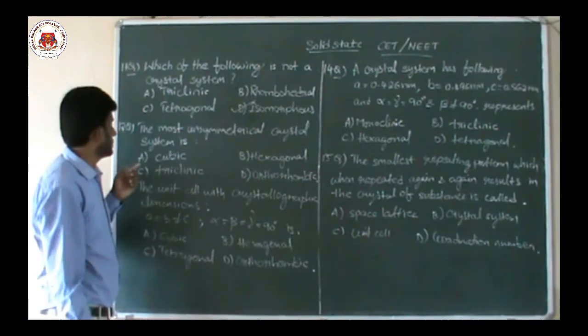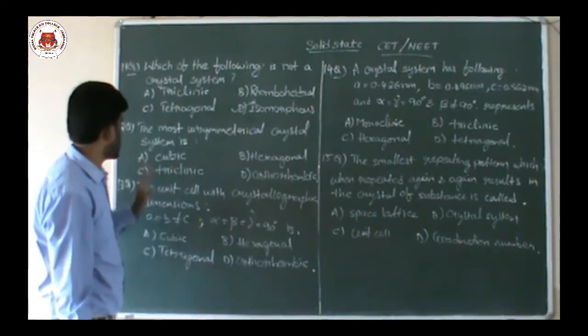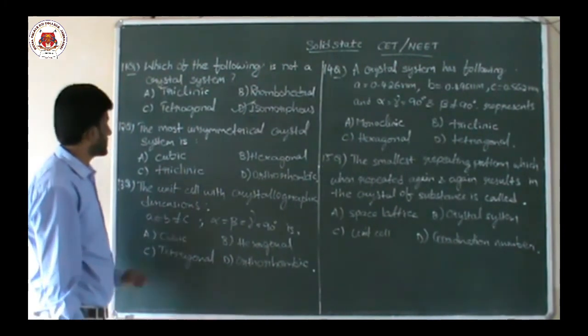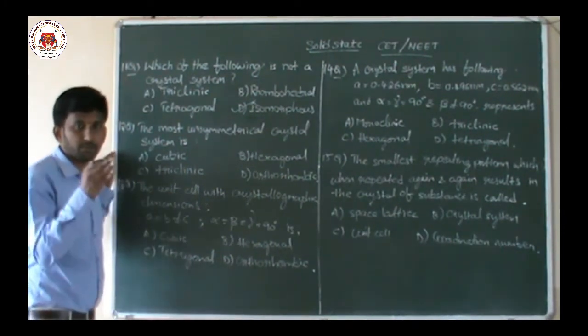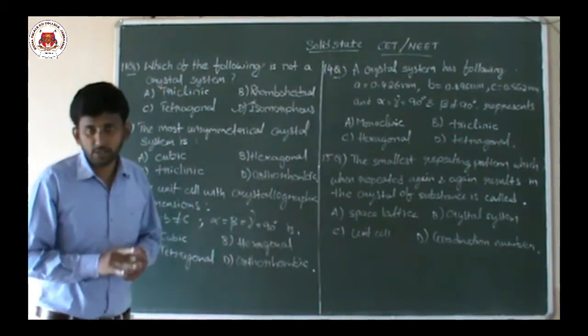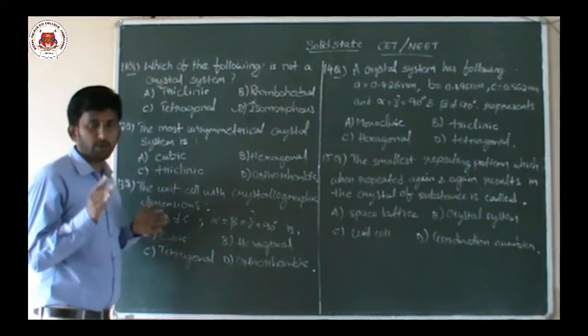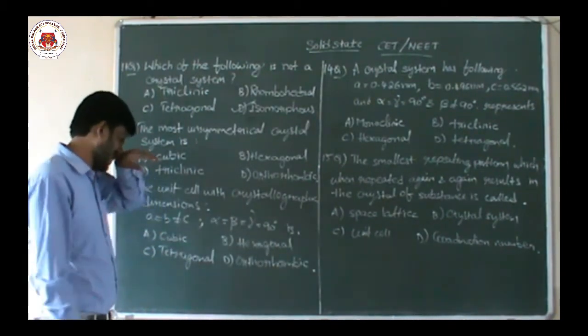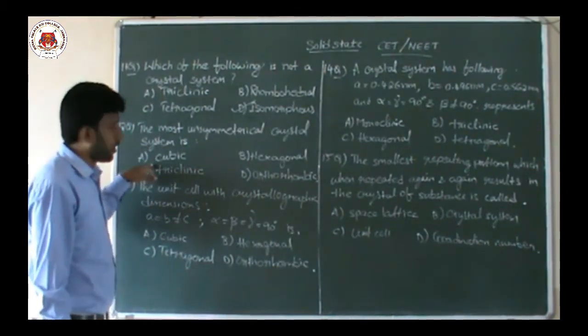12th one. The most unsymmetrical crystal system is. The most unsymmetrical crystal system means you need to look at the dimensions. That means A should not be equal to B should not be equal to C. Similarly, all the angles must be different.